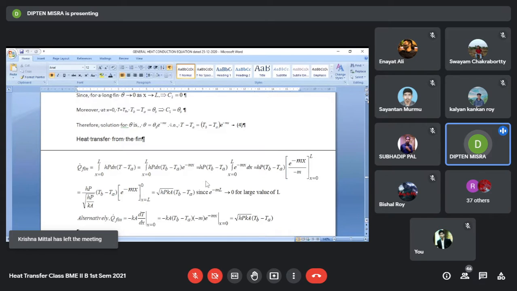Yesterday we discussed a fin that is infinitely long. If you have a very long fin, then what is the temperature distribution that we have derived? The temperature inside the fin, T at a distance x, minus T ambient, is equal to T base, the temperature at the base, minus T ambient, times e to the power minus mx. This is the temperature distribution inside the fin, by which I mean along the length of the fin.